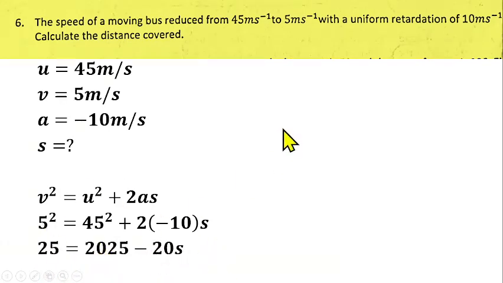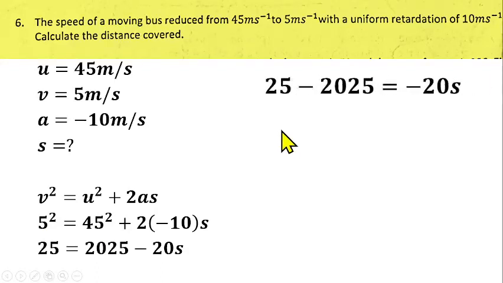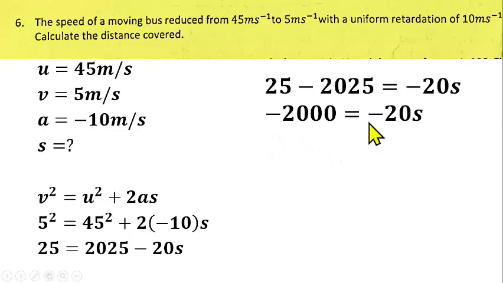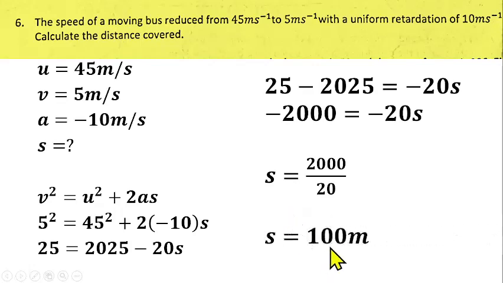Collect like terms as well. We have 25 minus 2025 equals minus 20s. Subtract this, you have minus 2000 equals minus 20s. Divide both sides by minus 20, so s will be equal to 100 meters for the distance covered.